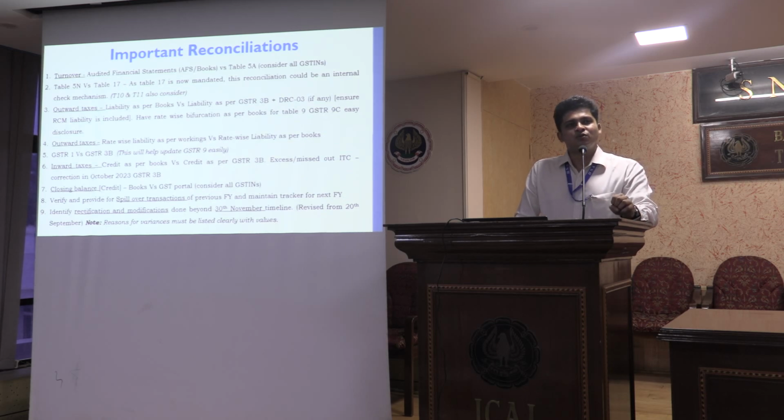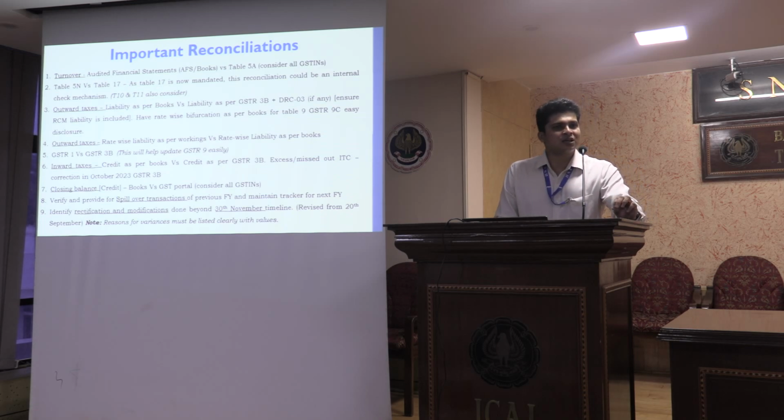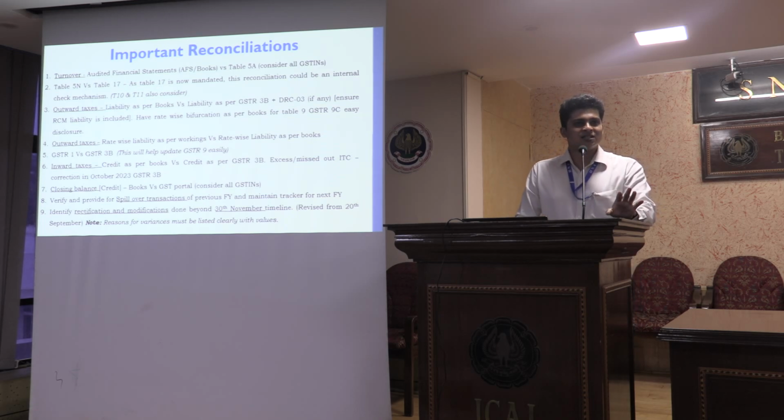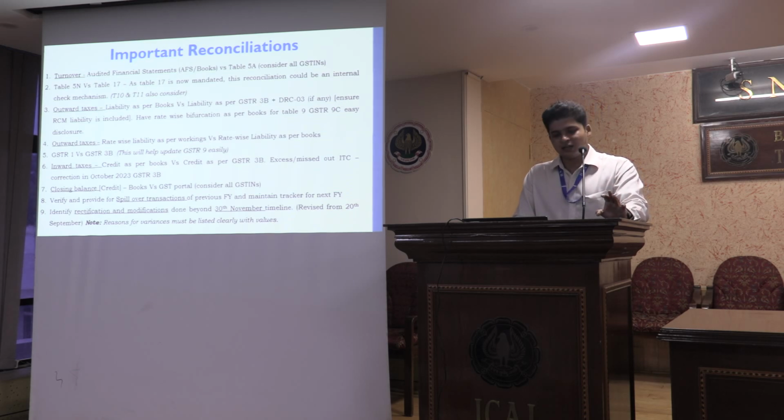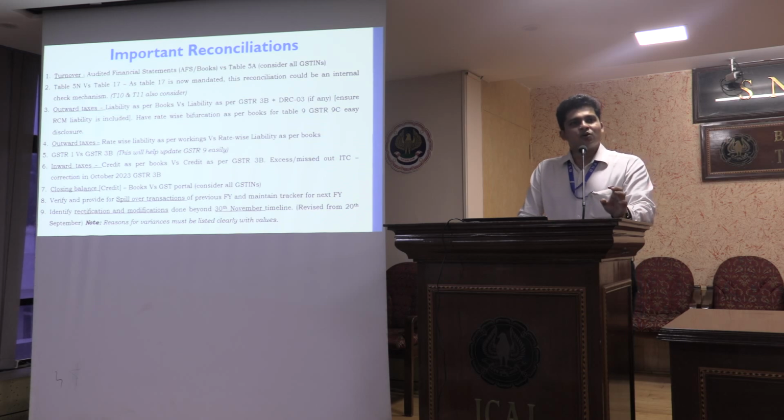So now we come to various reconciliations which would be vital for the taxpayers to keep before filing the GSTR 9 and 9C. We have one on turnover, which is matching the audited financial statements turnover, total revenue, keeping the operational and the non-operational revenue. The total of this revenue must match table 5A of all my GSTNs put together. If I just total all of them, it should match my AFS total revenue. There should not be a variance.